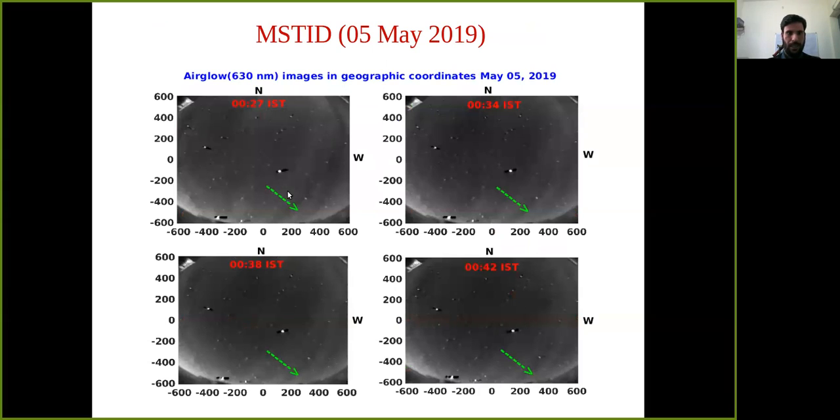Similarly, after post-midnight time, the MSTID features which are propagating towards the southwest can be seen in these images. The southwestward motion of the MSTIDs is consistent with the literature, as is seen in other mid-latitude regions, that the MSTIDs are mostly propagating towards the southwest during nighttime.